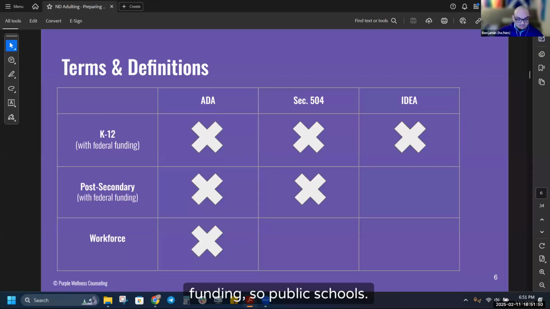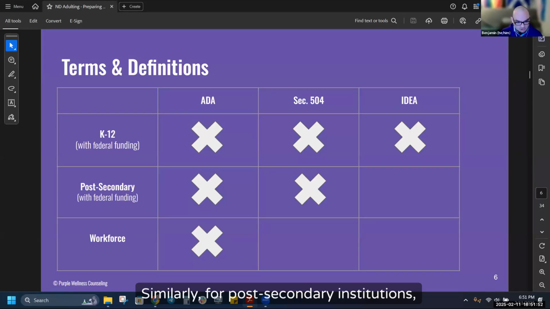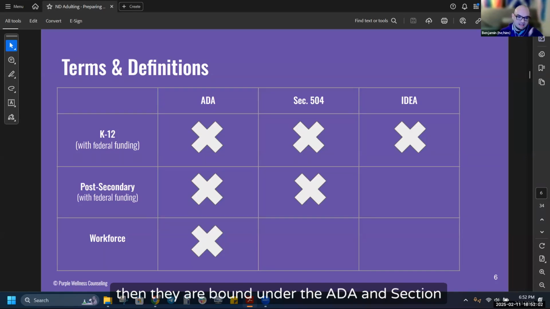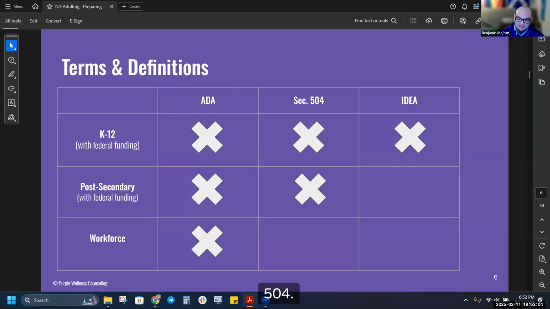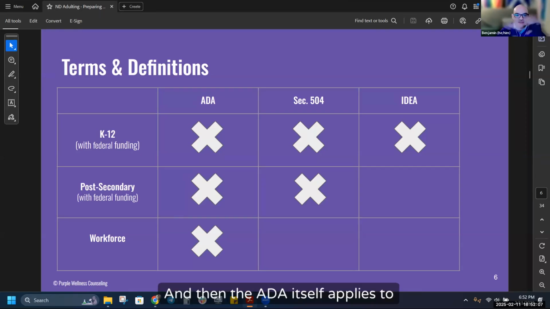Funding, so public schools. Similarly, for post-secondary institutions, both colleges, universities, but also some like trades training organizations or facilities, if those take federal funding, then they are bound under the ADA and Section 504. And then the ADA itself applies to everything, employers, educational institutions, all of it, regardless of federal funding.